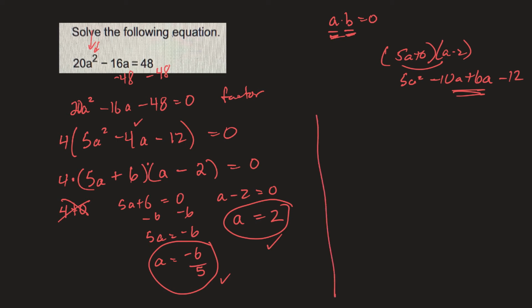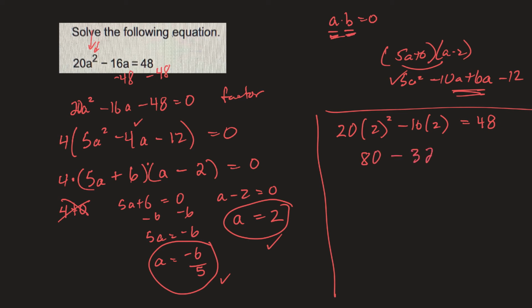If you want to check, I've already checked to see that my factoring is correct, but you can always plug those in wherever a is and see if you get a true statement. So you have 20 times 2 squared. I'm doing the 2 because it's easier. Is that equal to 48? Okay, 2 squared is 4 times 20. That'd be 80. And 16 times 2 is 32. So is that equal to 48? It is. Therefore, 2 is one of the answers.